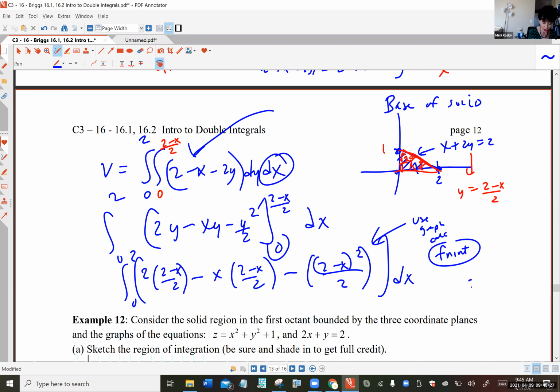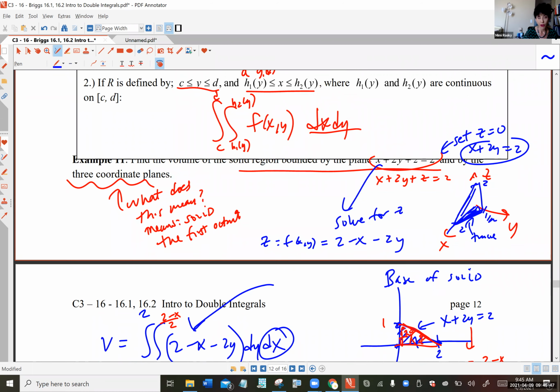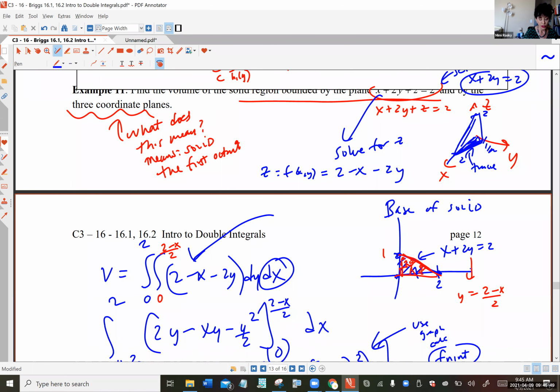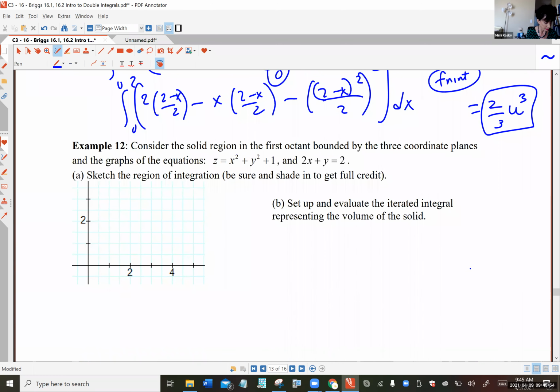And if you do that, you should get 2/3 as your final result, 2/3 units cubed, because this is a volume. You don't know what the units are. It could be meters cubed, feet cubed, who knows? And we're done with that problem. So to recap, we're finding the volume of a solid using a double integral. Let's do another one. This one's a little bit weird, but not too weird.